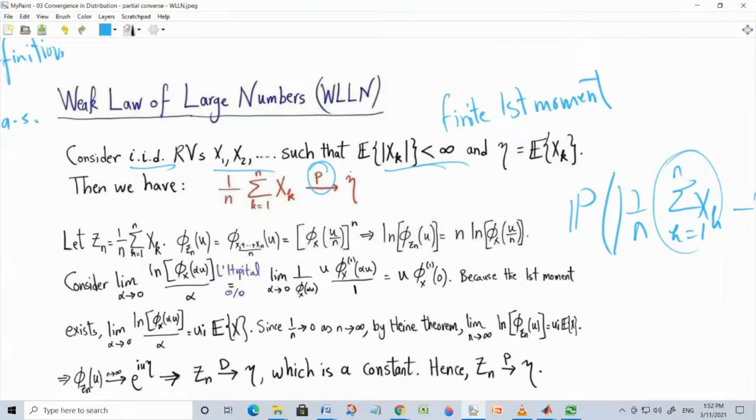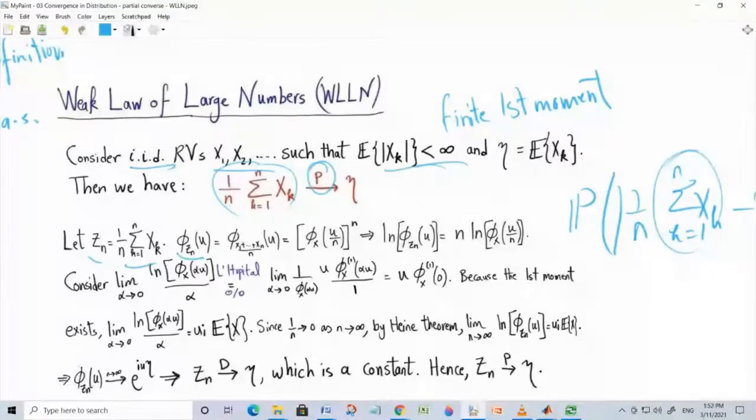Okay, because again it's like a Fourier transform. You don't need to do convolutions or anything. You just multiply. Okay, so suppose that Zn is basically this quantity here. It's the average of x1 plus x2 up to xn.